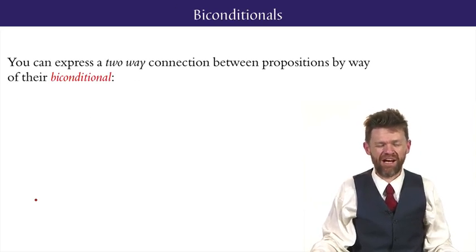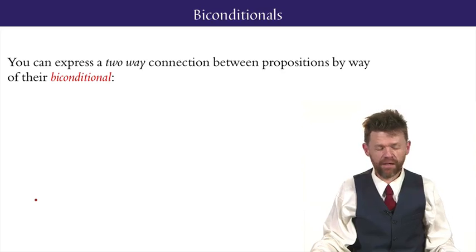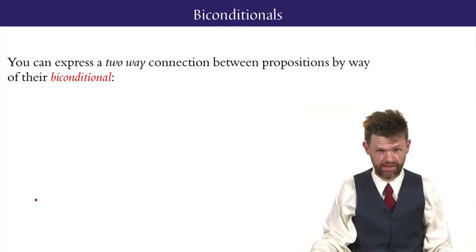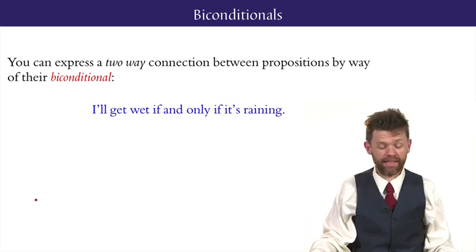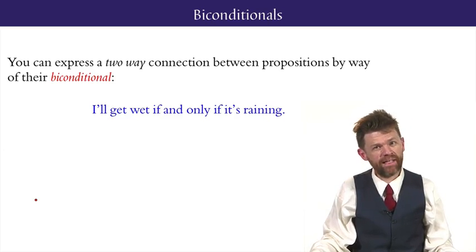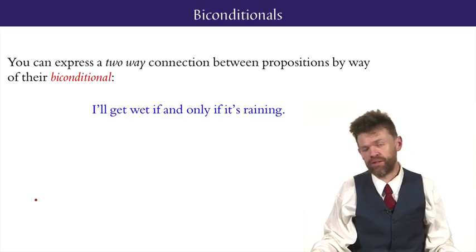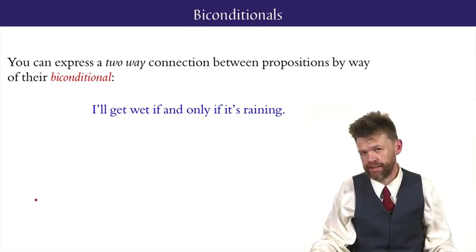Now we're on the home stretch. The last connective that we'll look at is the biconditional. Lots of systematic reasoning contains two-way connections between concepts, and we can express these in a biconditional. For example, I might say, I'll get wet if and only if it's raining. P if and only if Q says P happens, then Q happens, and vice versa. If Q happens, so does P.